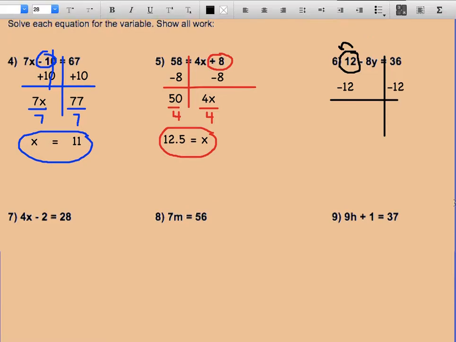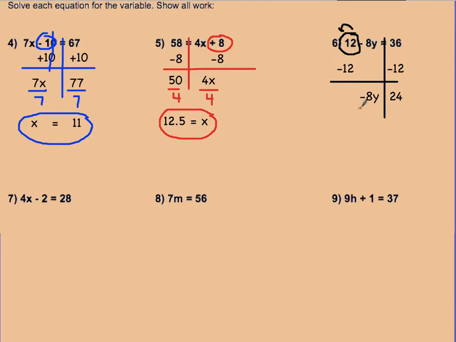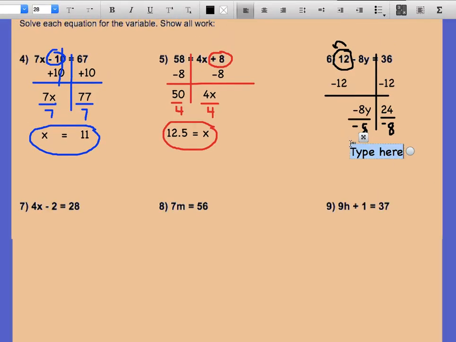So if we subtract 12 on each side, we're going to be left with, look at that, negative 8y, because that minus sign is in front of the 8 still. So then we get negative 8y equals 24. Then we'll divide by that negative 8. And we'll get y equals negative 3.